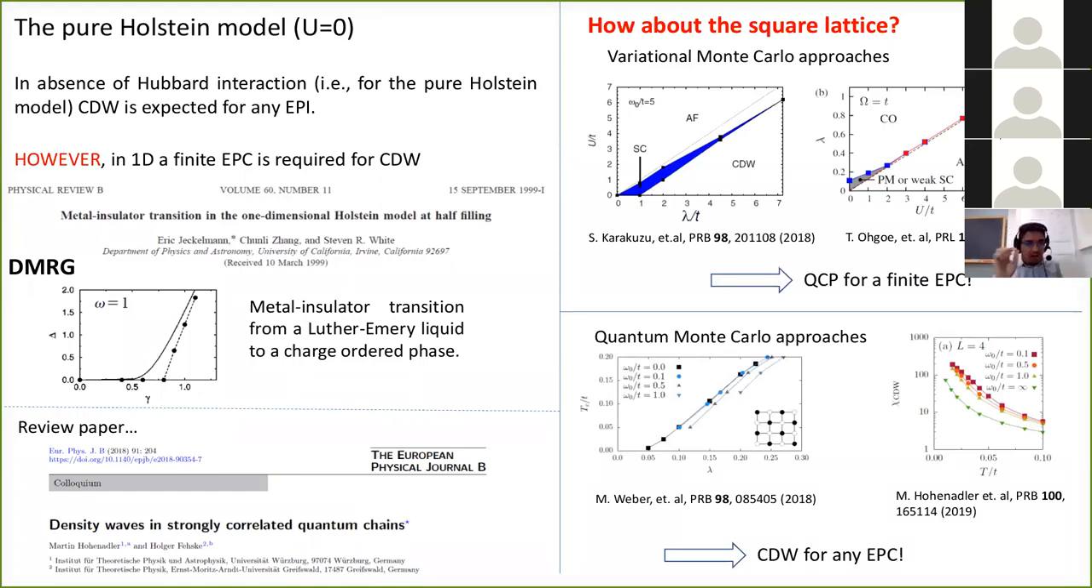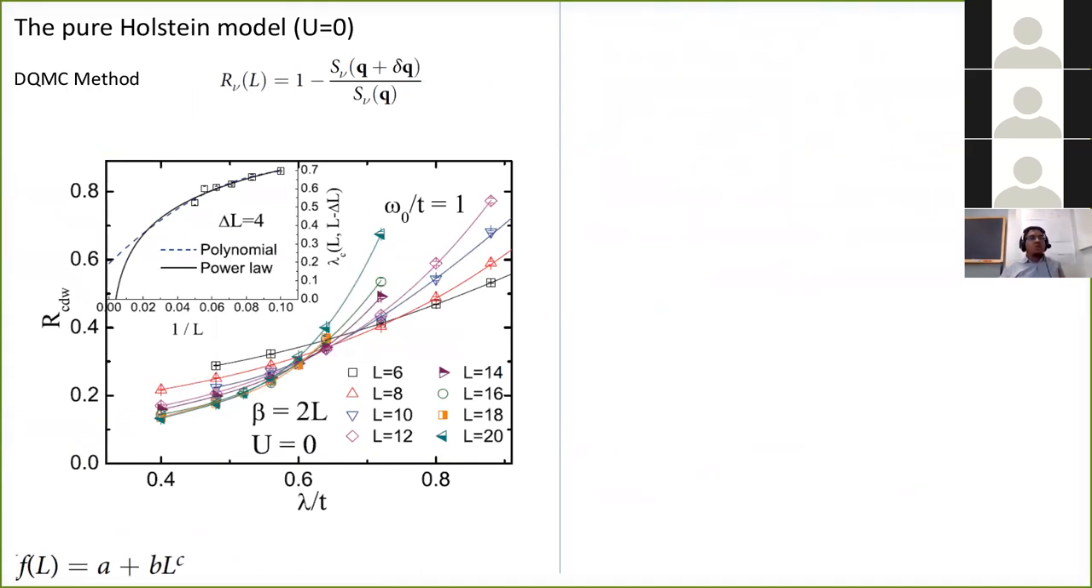What happens in the square lattice? I'm starting just with the U equals zero case, the pure Holstein model. The question is the existence or not of a metal insulator transition at a finite electron-phonon coupling. What happens is that variational Monte Carlo, all of these are very recent papers, presents a result for a finite electron-phonon coupling, giving you a metal insulator transition, while some quantum Monte Carlo simulations suggest that it doesn't exist. So this is the first problem that we have. Does there exist or not one quantum critical point at a finite electron-phonon coupling for the pure Holstein model?